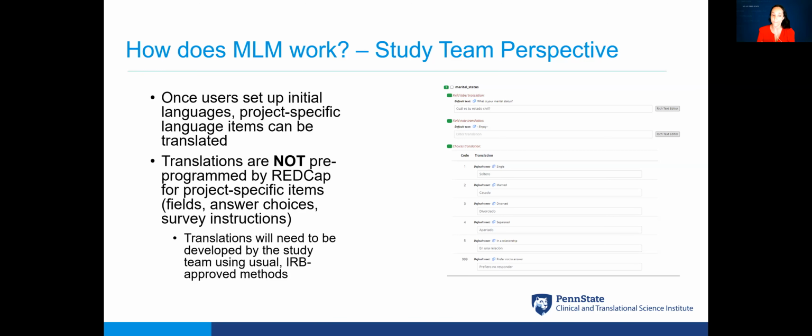So it's very step by step. It's very linear, but it's really nice too, because now I don't have to worry about accidentally erasing the answer code and putting something else there that isn't supposed to be there. It's all right there. And if there's ever a question about a translation, I can find it very easily. Like I said before, translations are not pre-programmed by REDCap for these project-specific items. So you'll still need to go through all of the hoops that you have to go through right now to translate your surveys and get them approved. But like I said, it makes it easier.